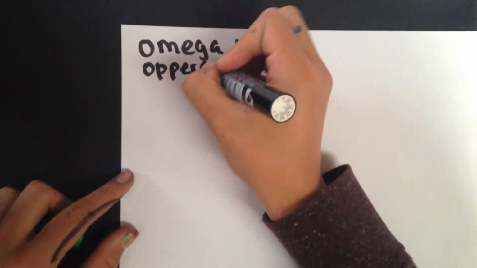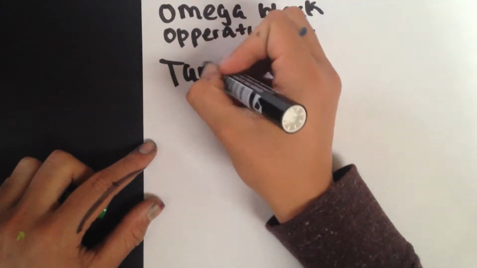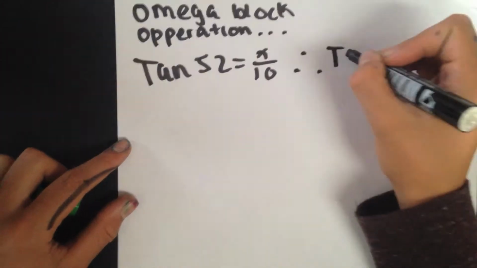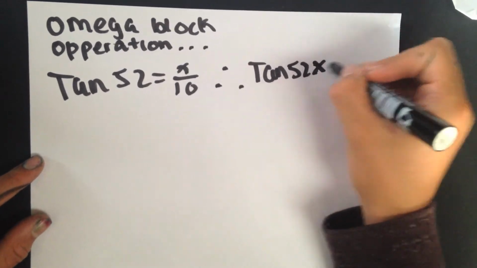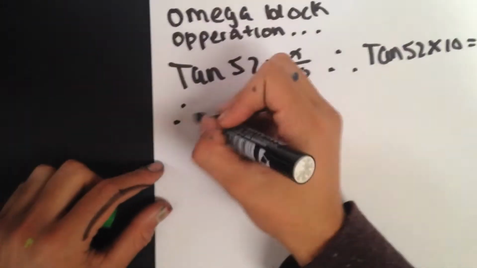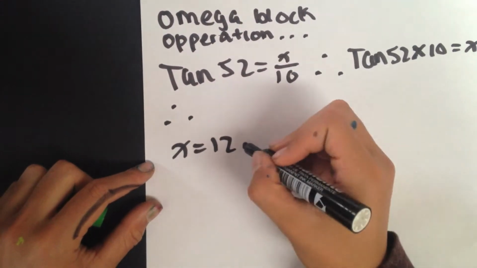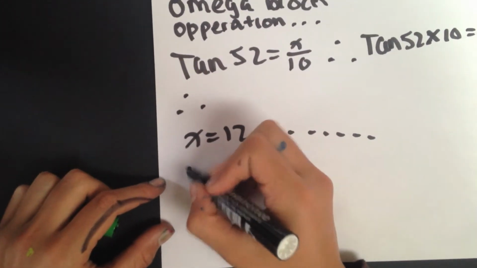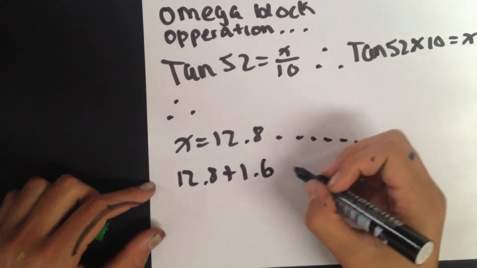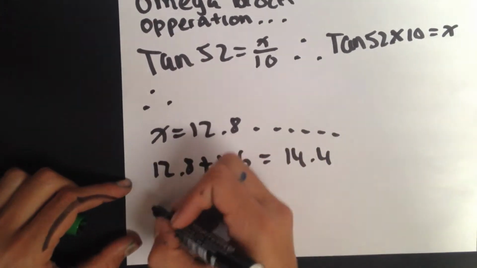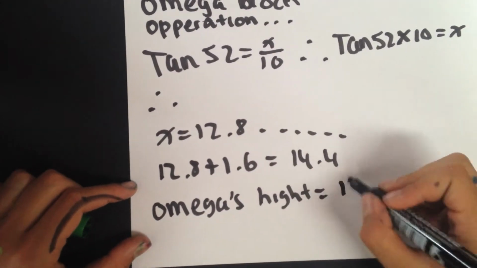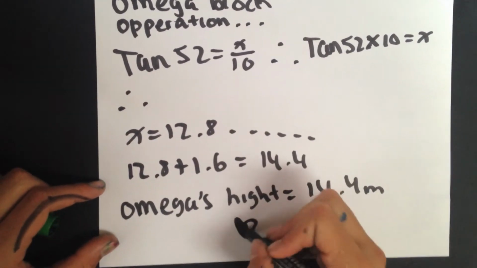Omega block operations. If tan 52 equals x over 10, then tan 52 times 10 equals x. Therefore, x equals 12.8. But because we measured it from our eyes up, we have to add 1.6 to 12.8. That gives us 14.4. Therefore, the omega block's height is 14.4 meters.